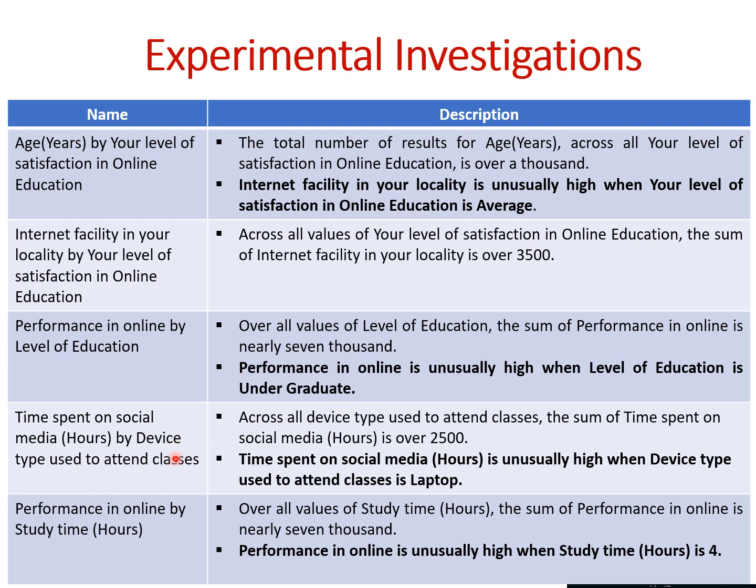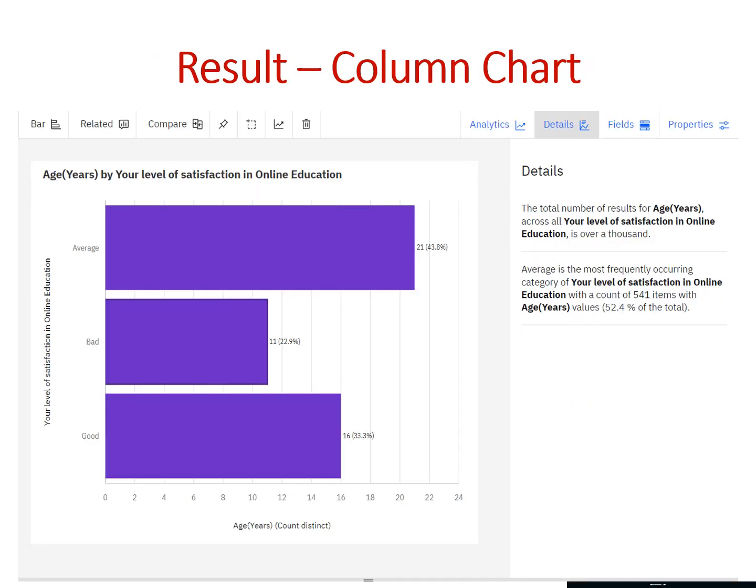Time spent on social media in terms of hours by device type used to attend the classes. The key insight in this particular investigation is time spent on social media is unusually high when device type used to attend the classes is laptop. So all these experimental investigations are represented with the suitable graphical visualization. And these are the various visualizations representing all the key insights.